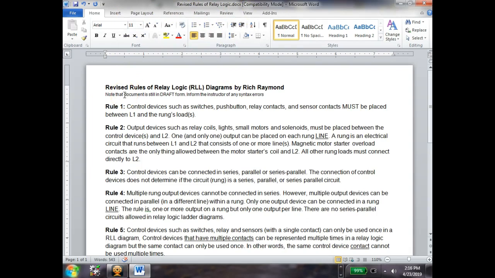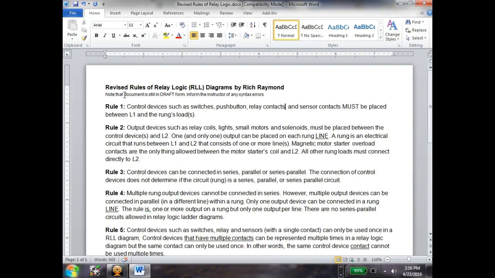So control devices such as switches, push buttons, relay contacts, and sensor contacts must be placed between L1 and the rung's load, because the relay is a load, right? Understand that. Output devices such as relay coils, lights, motors, and solenoids must be placed between the control devices and L2. One and only one output can be placed in each rung line.